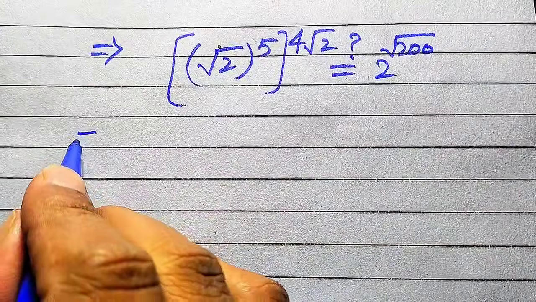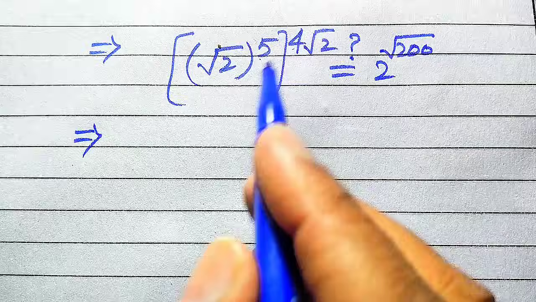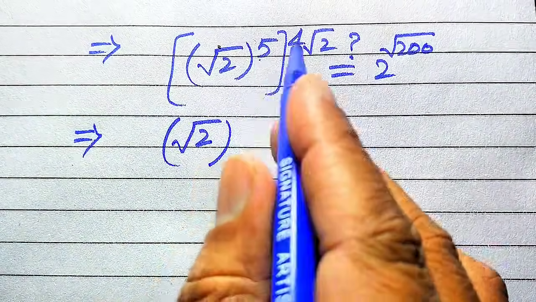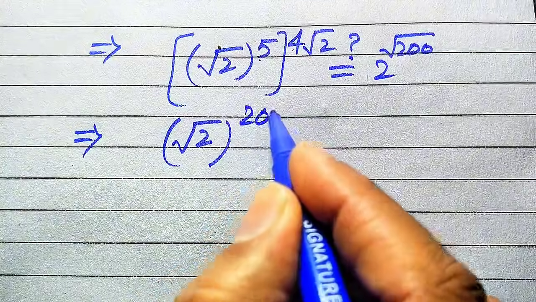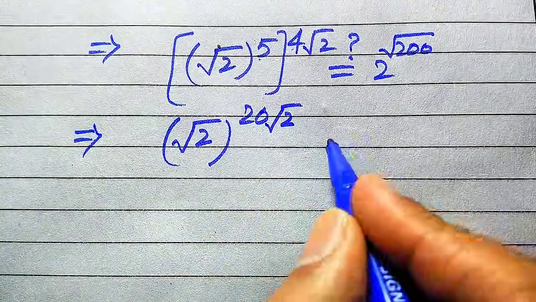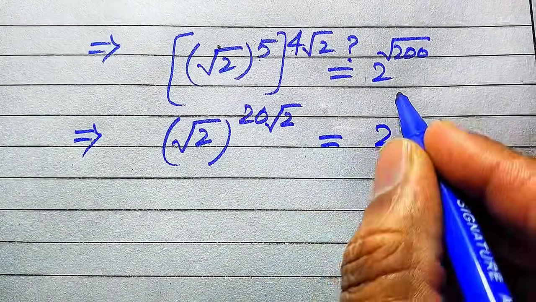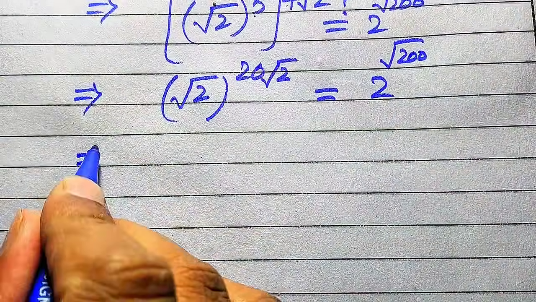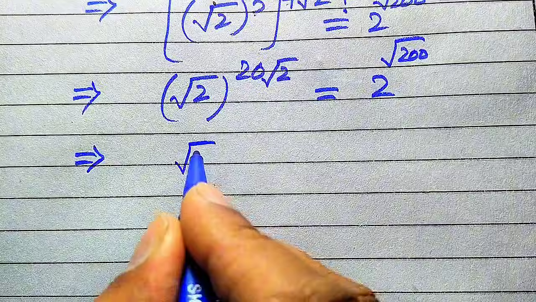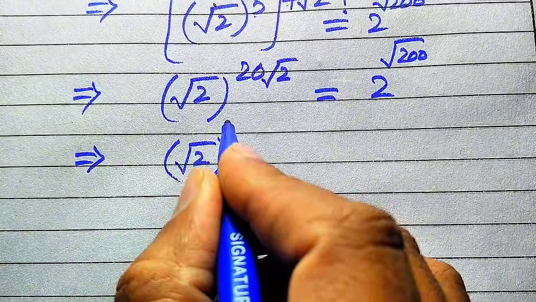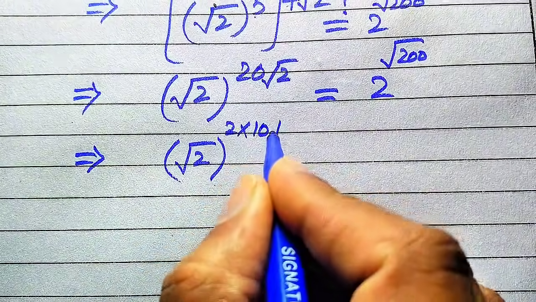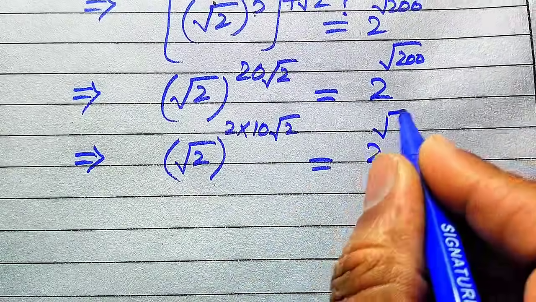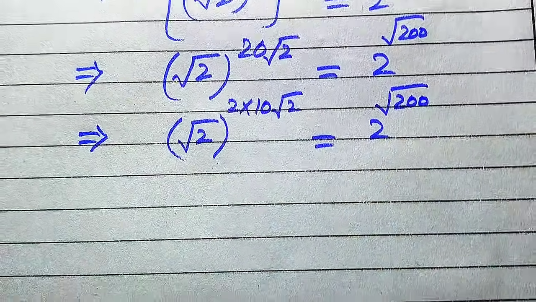So here we again use the exponent law and we multiply these two exponents and it will be written as square root of 2, and its whole power is 5 times 4 becomes 20 times square root of 2. Then we check whether this is equal to 2 to the power of square root of 200 or not. So here we again break this 20 in this form. This is square root of 2 to the power of 2 multiplied by 10, and its square root of 2 is equal to 2 to the power of square root of 200.